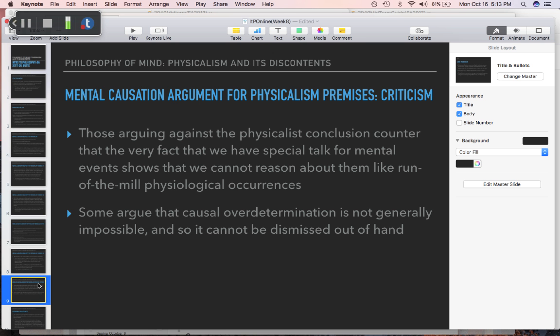And then some people argue that causal overdetermination is not generally impossible, and that physical overdetermination really exists out there in the world, and given that it does, we then have some sort of principled reason to believe that there might be physical mental causal overdetermination, so we can't just dismiss it out of hand like this argument does. We have to actually do some work to prove that we should reject that possibility.